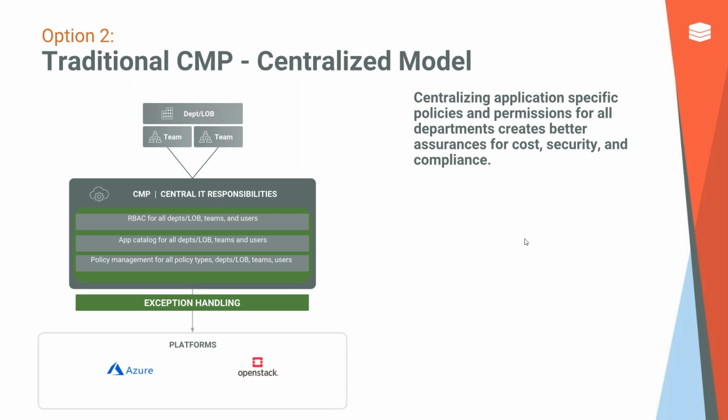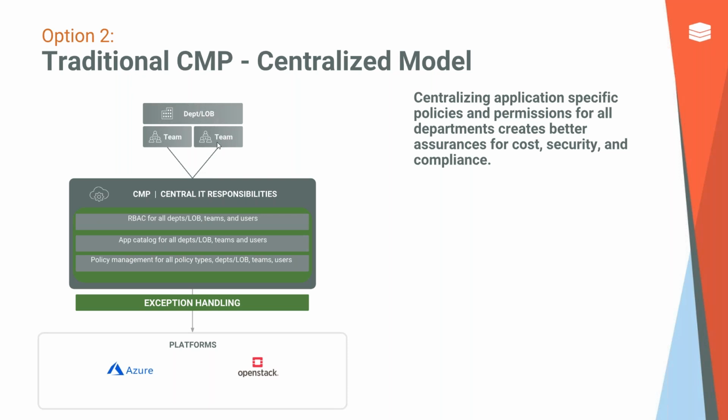So typically, after enterprises ran into some sort of issue with a distributed model that gives people a lot of direct access and caused some sort of cost overage or compliance issue, they will go to the more traditional CMP or centralized model, where they'll have their departments and their different teams go through the approved or built out set of requirements that is being handled by the CMP.